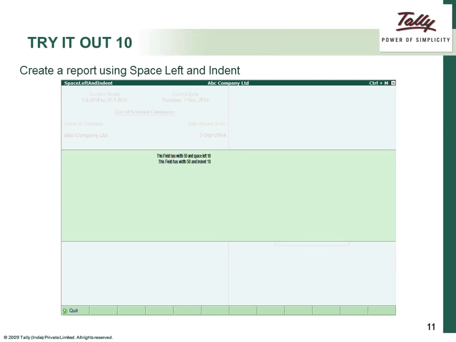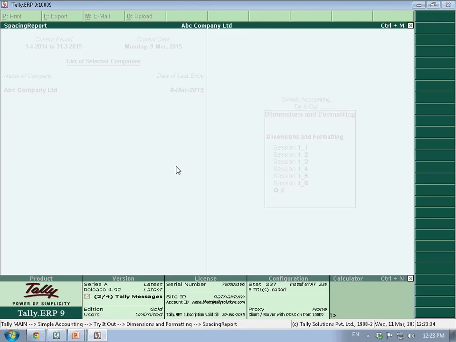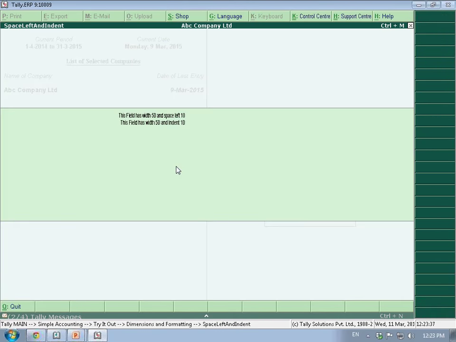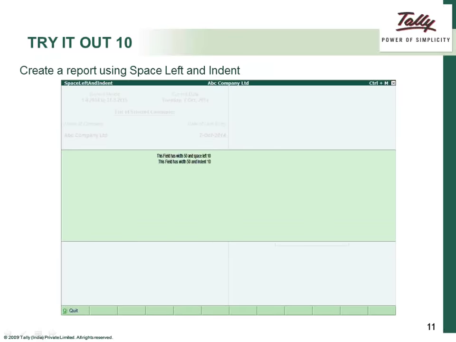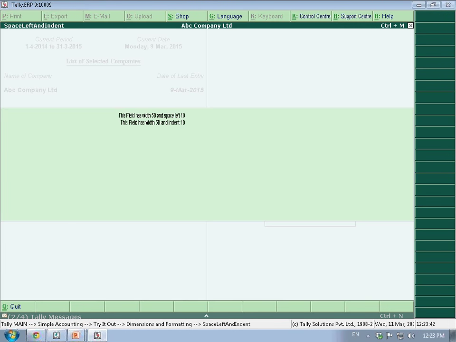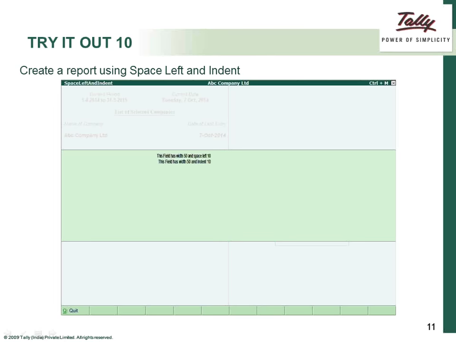So this is how you will find the difference. You will have two lines, each line one field, and in one field you give space left 10 and in the other field you give indent left, and try to find the difference between the space left and the indent. So that's what you'll have to do, this is your find out.